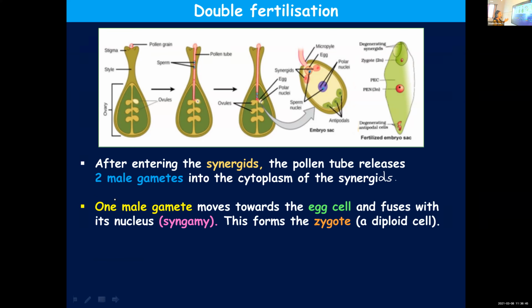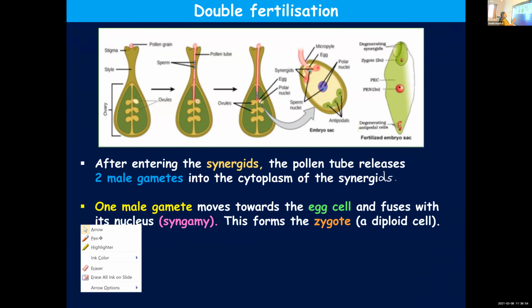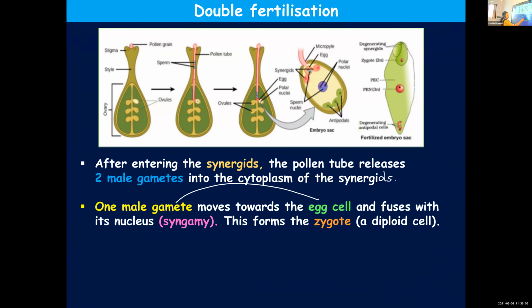Now, from the cytoplasm of the synergids, one male gamete will move towards the egg cell. The egg cell is a female gamete. The nuclei of the male gamete and the egg cell will fuse. You call the process syngamy, and this forms the zygote, which is diploid.